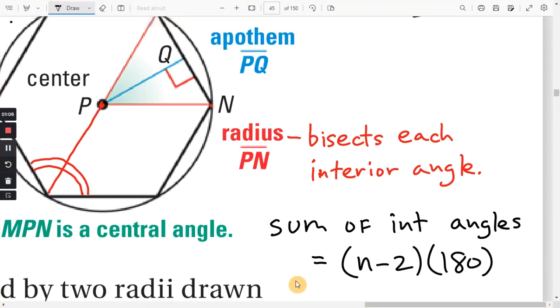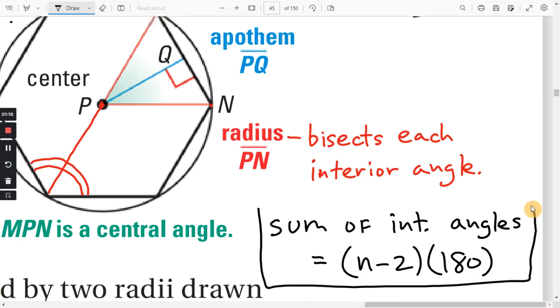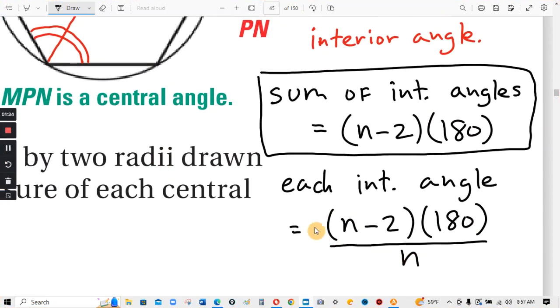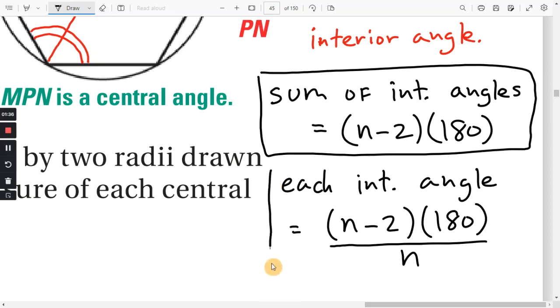Another thing you need to know, and this is for a regular polygon, the sum of the interior angles is going to equal n minus 2 times 180. We've done that in the past, and we're going to need this to find the measure of each angle. So for each interior angle, you take the sum of all the interior angles and just divide it by n, the number of sides. All right, so we're going to use this to find each interior angle.